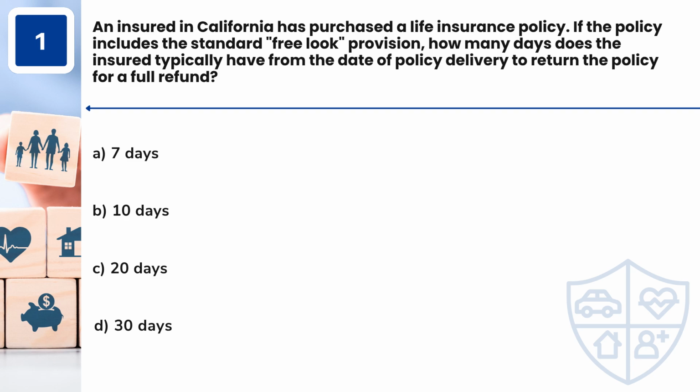Question 1. An insured in California has purchased a life insurance policy. If the policy includes the standard free look provision, how many days does the insured typically have from the date of policy delivery to return the policy for a full refund? A. 7 days. B. 10 days. C. 20 days. D. 30 days.